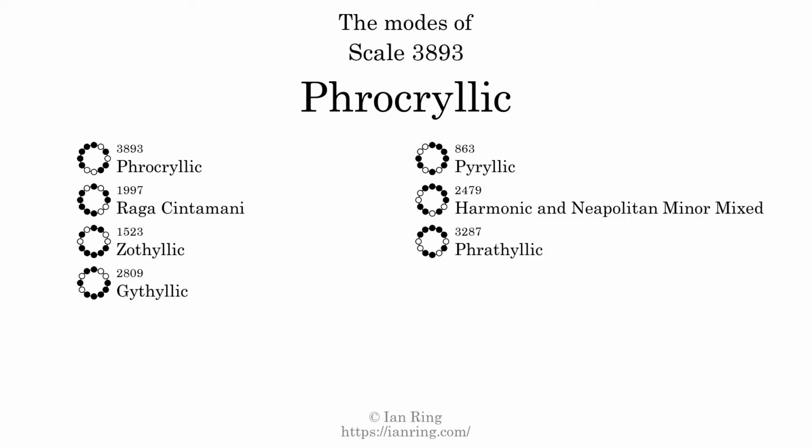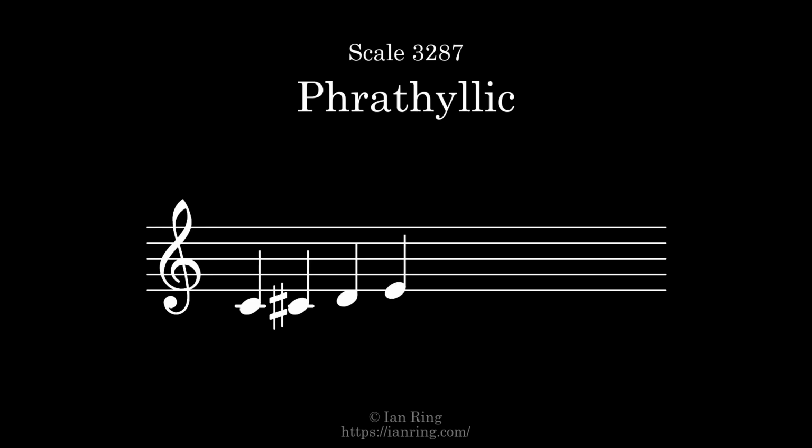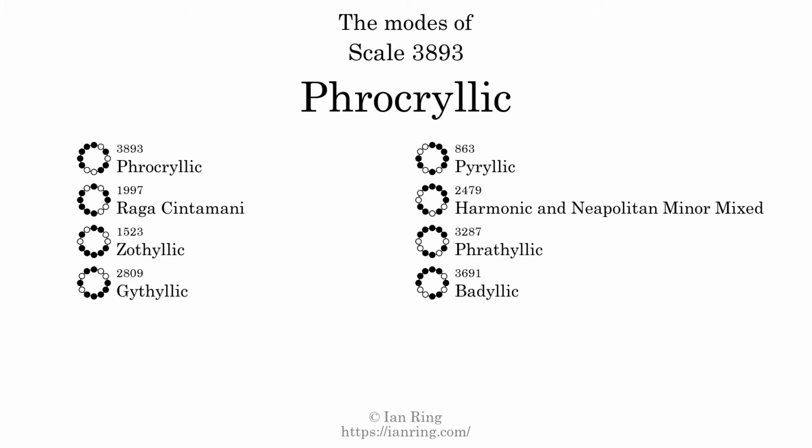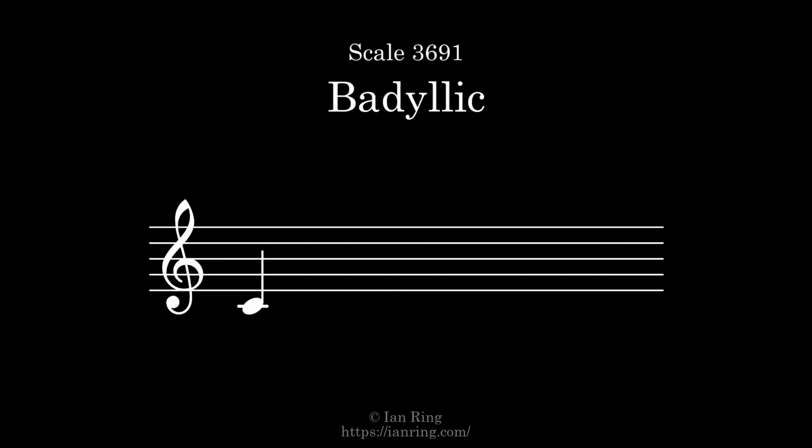The seventh mode is scale 3287, also known as Phrocryllic. It sounds like this. The eighth and last mode is scale 3691, also known as Phrocryllic. It sounds like this.